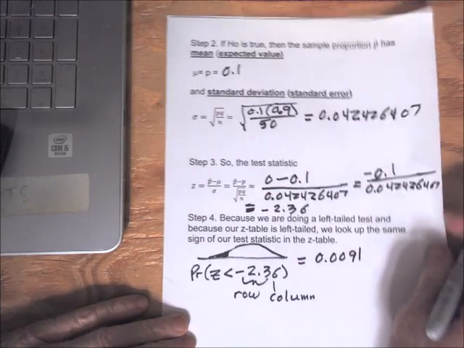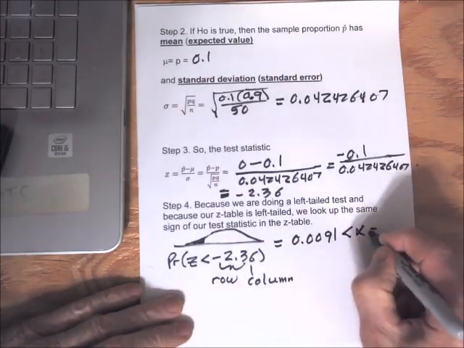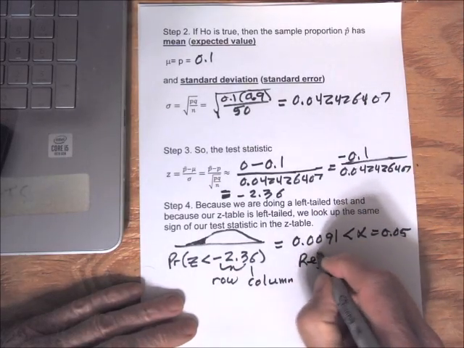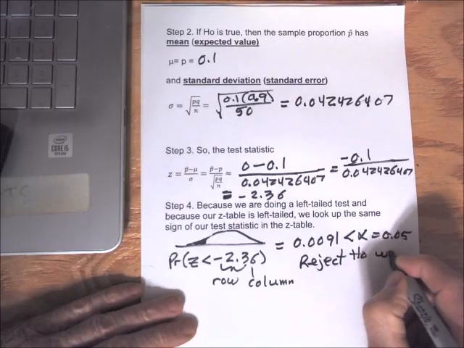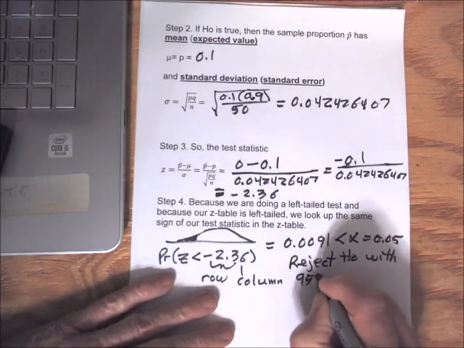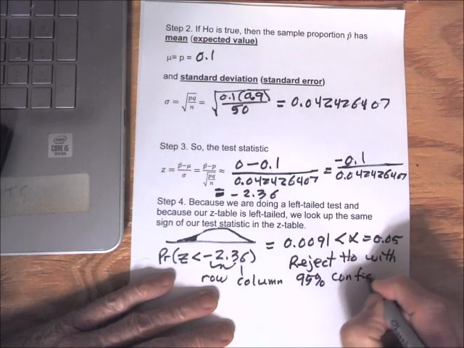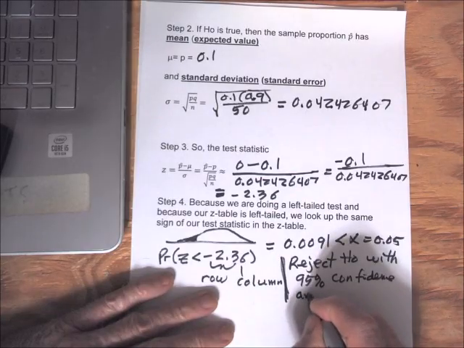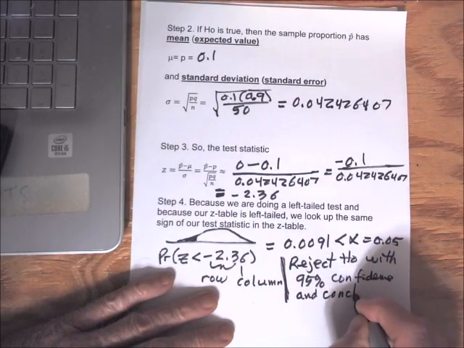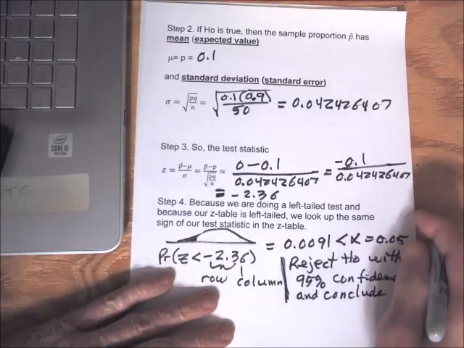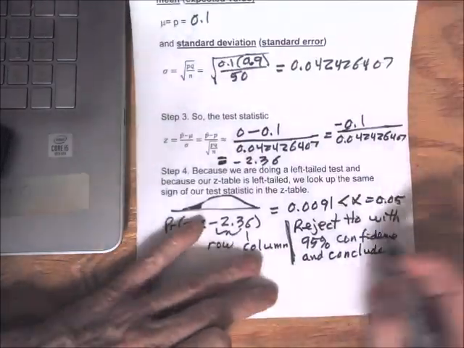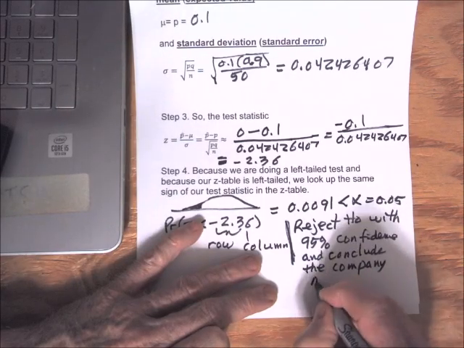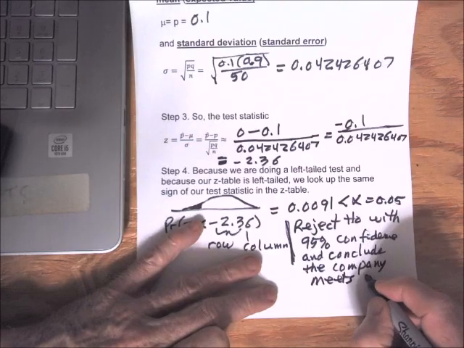Okay, so that's less than alpha, which is 0.05. So that means we reject H naught with 95% confidence, and conclude that the company meets the standard. It's fewer than 10% defective.